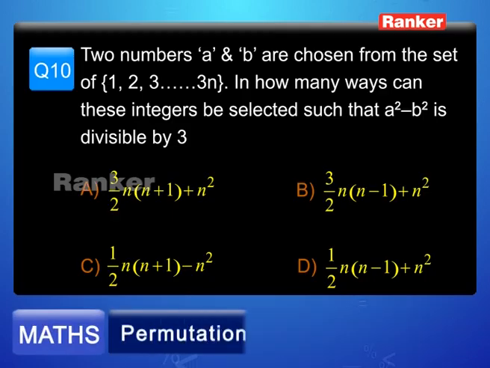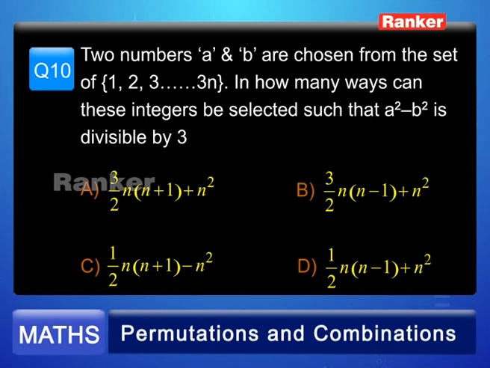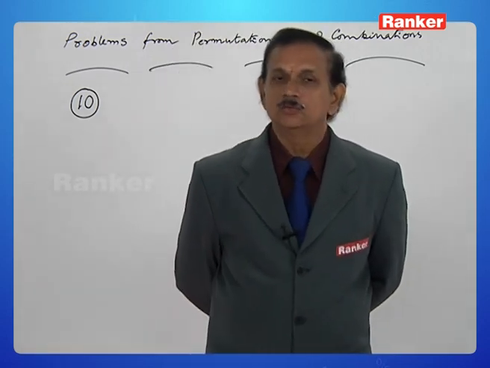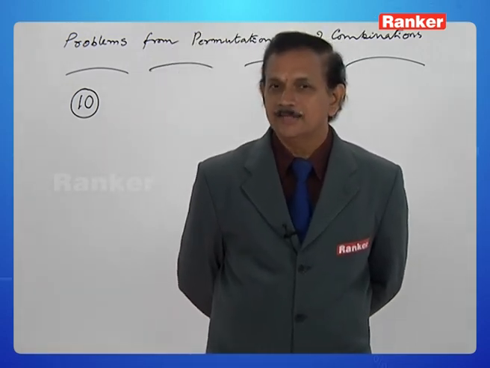The first option, option A, is 3 by 2 into n plus 1 plus n square. The second option is 3 by 2 into n minus 1 plus n square. The third option is n into n plus 1 by 2 minus n square. And the fourth option is n into n minus 1 by 2 plus n square. Let us have a check. Let us examine that. What is the given set of natural numbers? 1, 2, 3, etc., 3n.